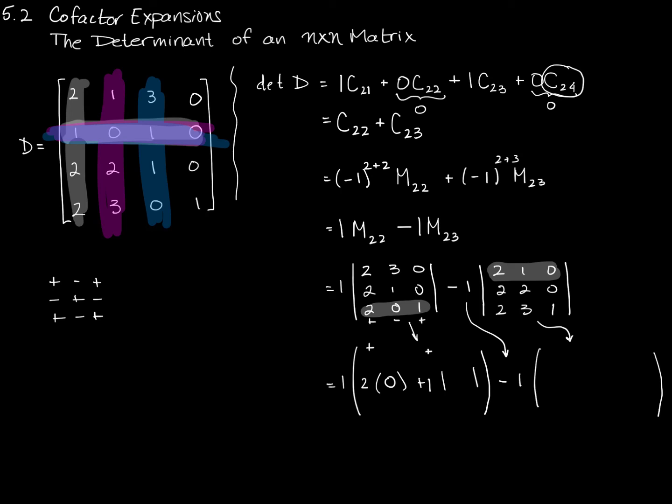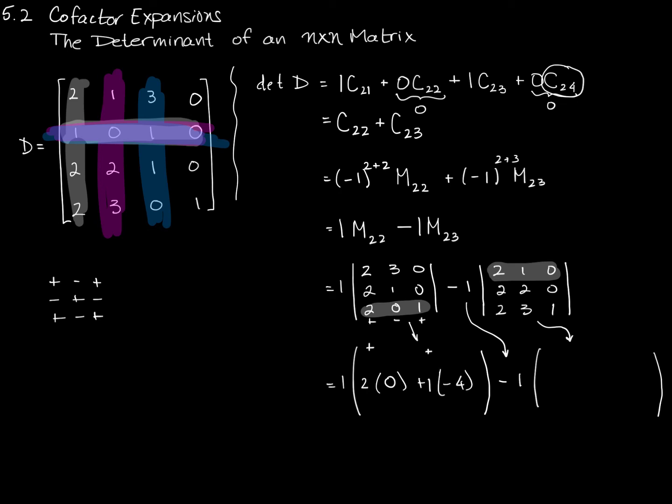And then for the second one, the 1 comes from here. So I've crossed out the 1 by crossing out both the third row and the third column. I'm left with this submatrix here. So the minor here is 2 times 1, which is 2, minus 6. 2 minus 6 is -4.